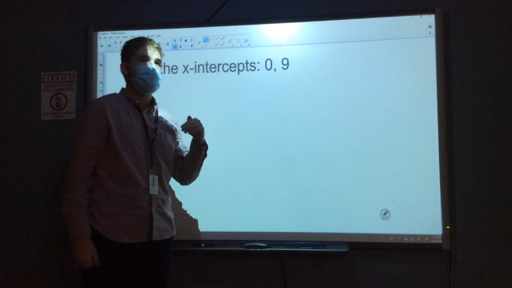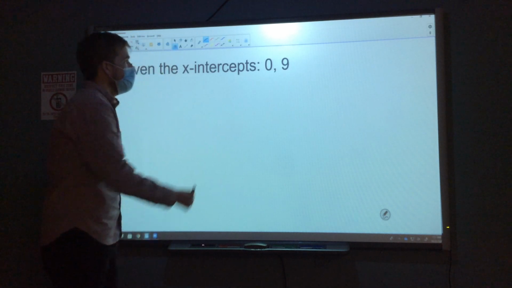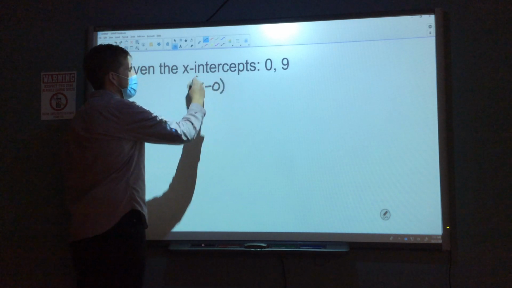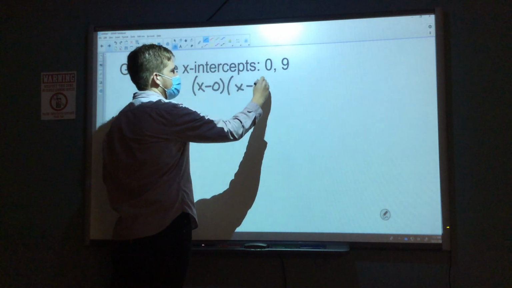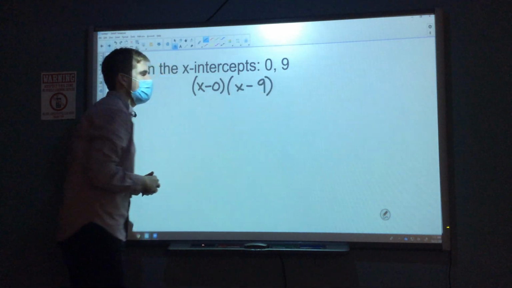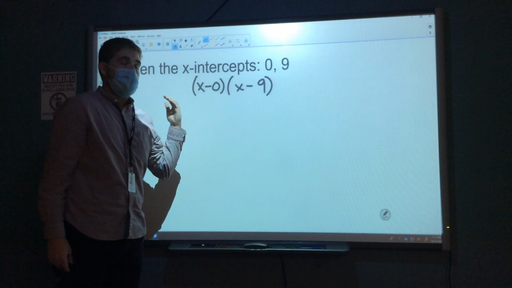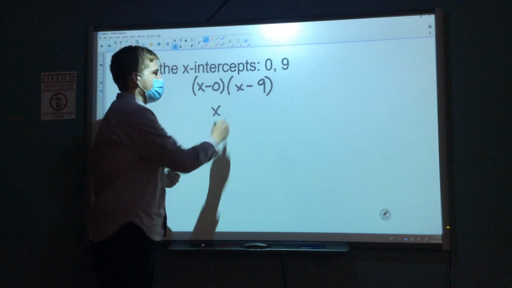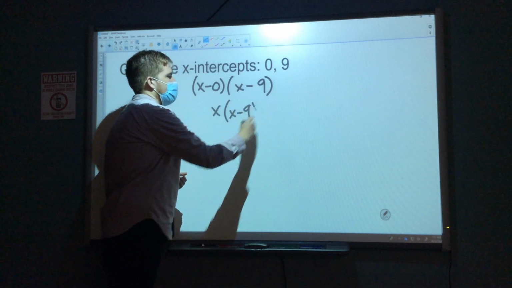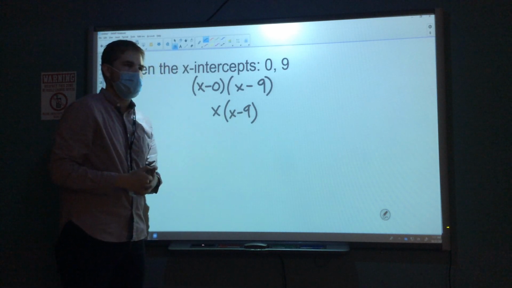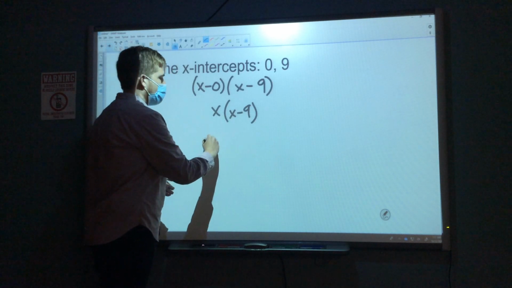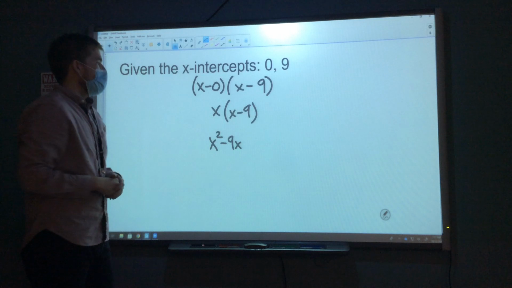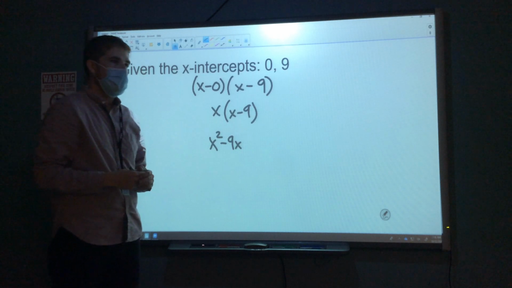Now you may also run into a case like this where you have a 0 and a 9, or some other number. So we have x minus 0 times x minus 9. Now x minus 0 is just x, so I'm going to leave it as x times x minus 9, and that just saves me some time of having to deal with that 0 in the FOIL, so I can rewrite this as x squared minus 9x.